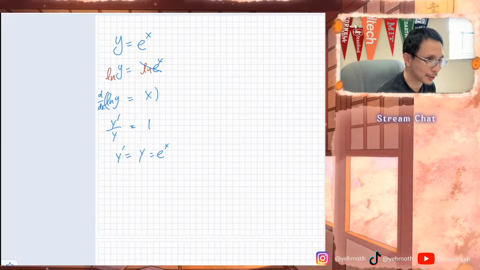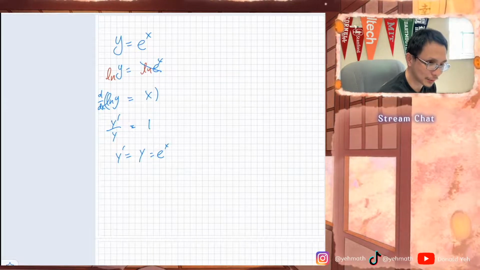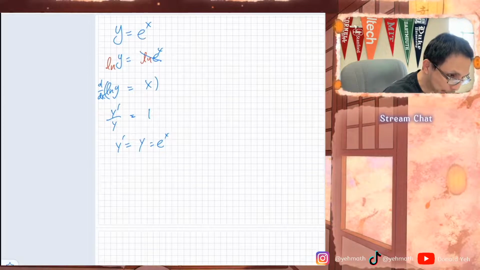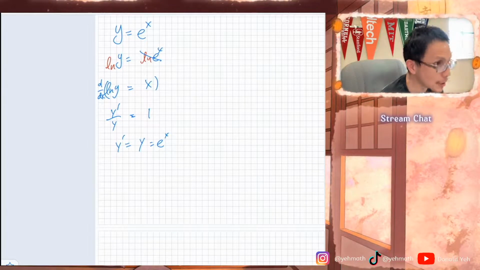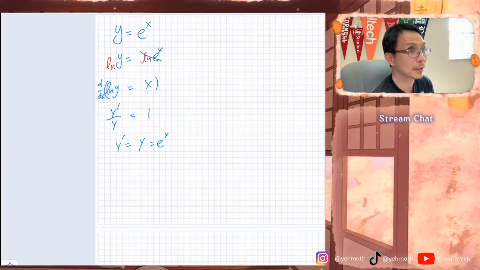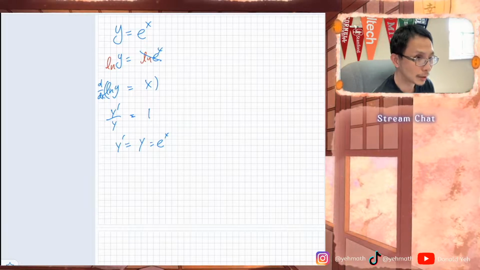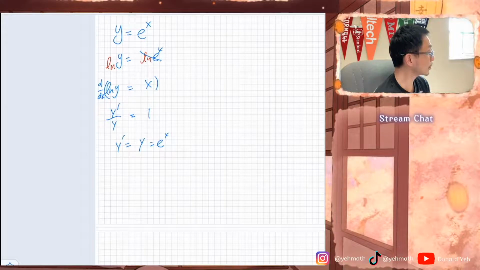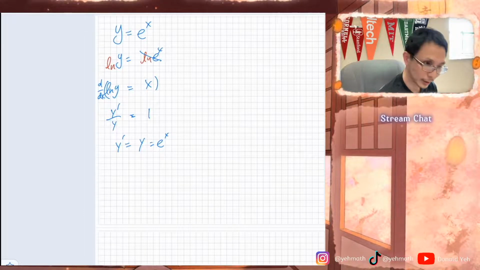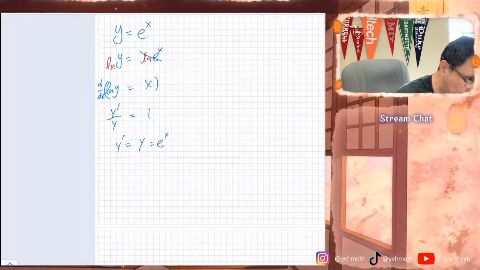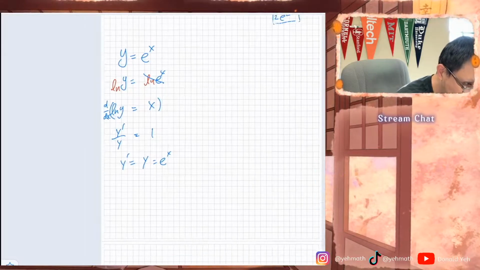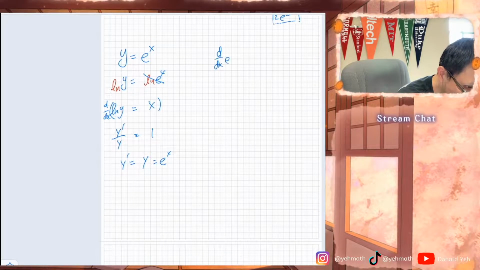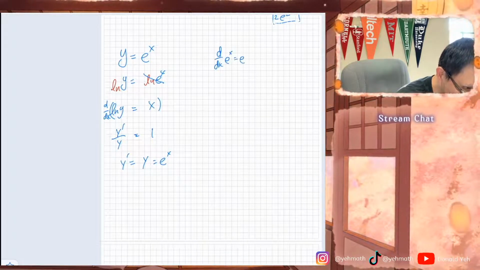So how do you take a derivative of e to the x without taking the derivative of e to the x? That's a very simple trick. The notes are called derivative of e to the x and integration of e to the x. The derivative of e to the x, which you already know, is equal to e to the x. Does that make sense?